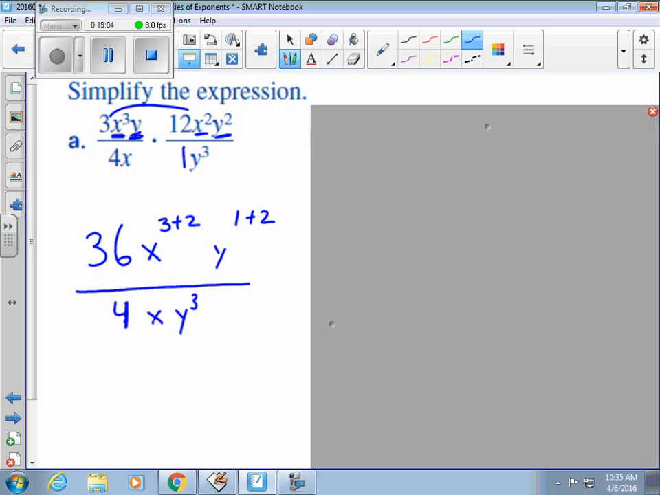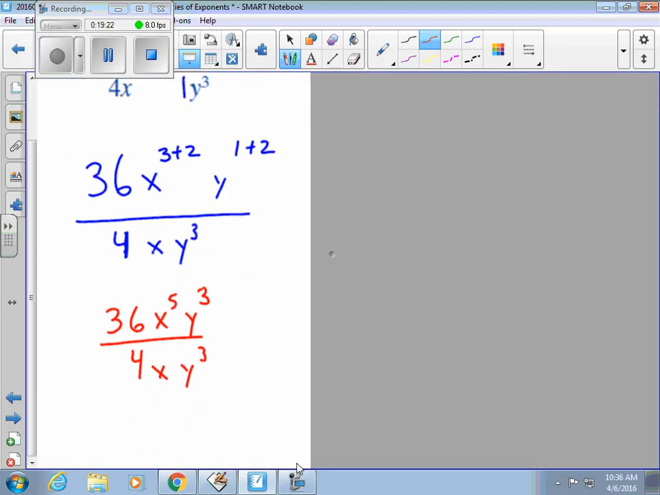On top, 36 is staying just like it is. 36, x to the 3 plus 2 is x to the fifth. y to the 1 plus 2 is y to the third. That's over 4x, y to the third. So we have 36 divided by 4, which is the number 9. And then x to the fifth divided by x to the first power. They're the same bases. You subtract them, 5 minus 1. And y to the third divided by y to the third, same bases. You subtract them, 3 minus 3.